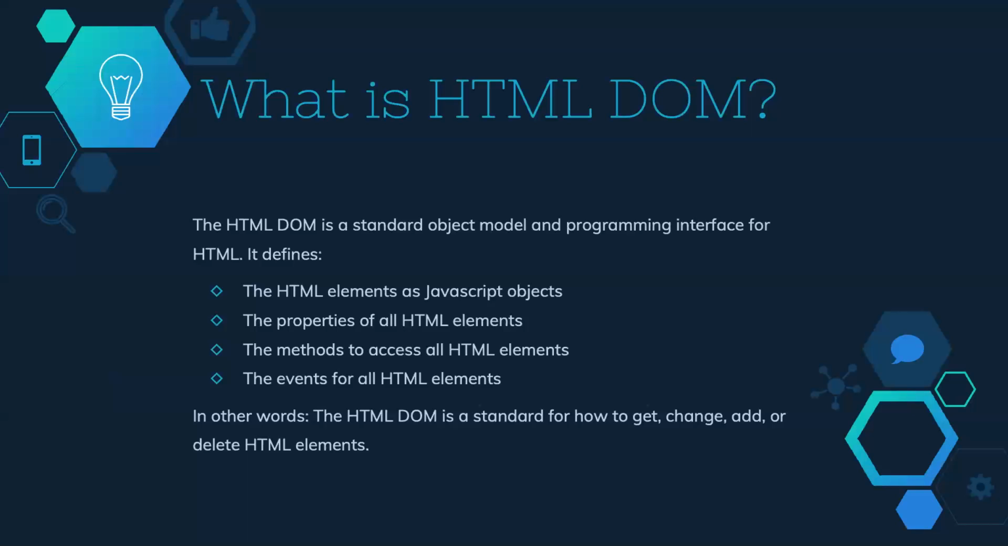So what is the HTML document object model? Tomorrow I'll just give a brief introduction of HTML, just a brief one. But in HTML, the HTML elements are defined with properties. Okay. So this is the important part. The document object model is a way of how to get, change, or delete HTML elements.